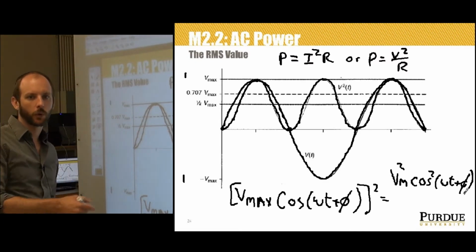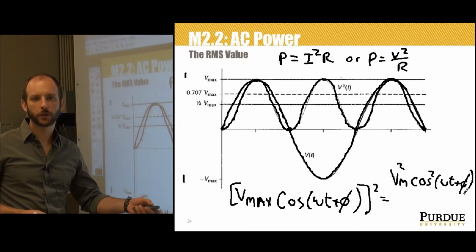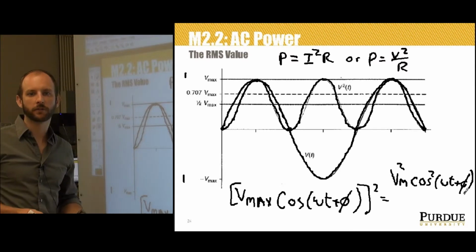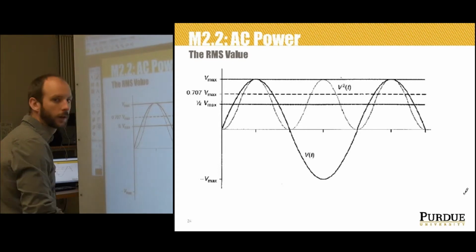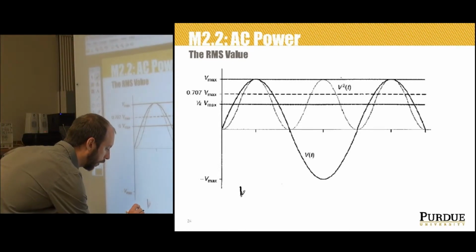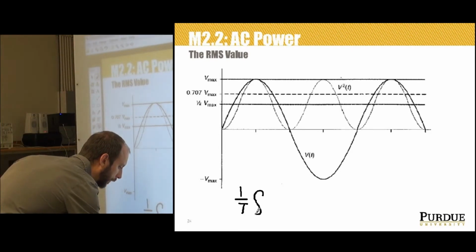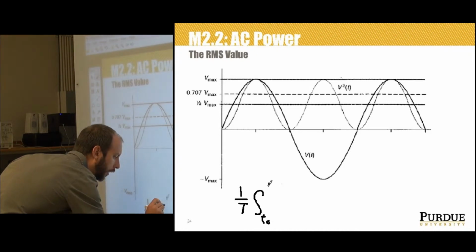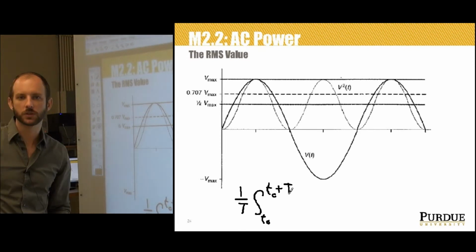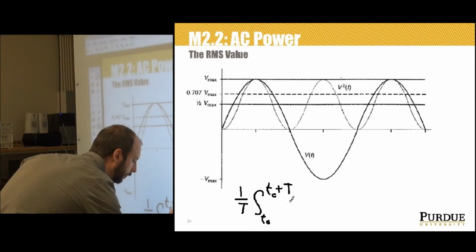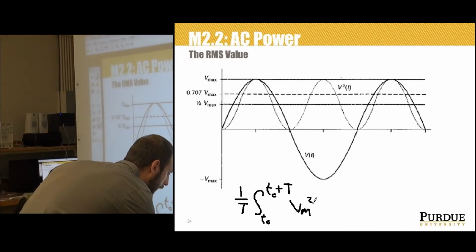Next we take the mean of the squared waveform. To find the mean value of a function over the period, you just integrate over one period and divide by the length of that period. So to solve that, we would do 1 over T, dividing by the length of the period. We integrate from some time t0, it doesn't matter when, to one period later, which is t0 plus T. Often that would be from 0 to T of Vmax squared cosine squared omega t plus phi.